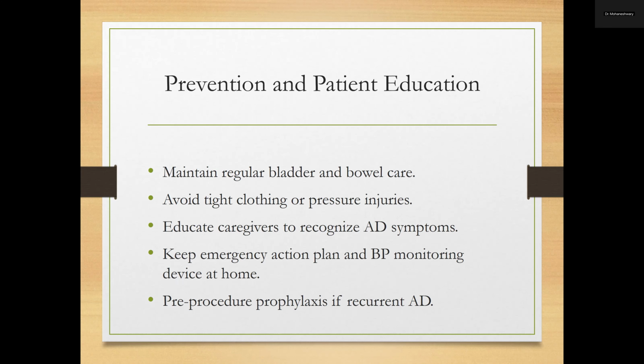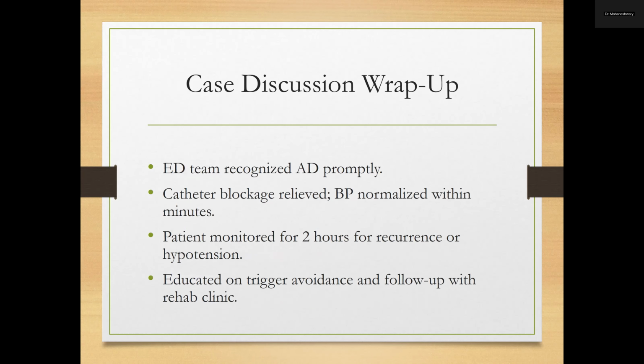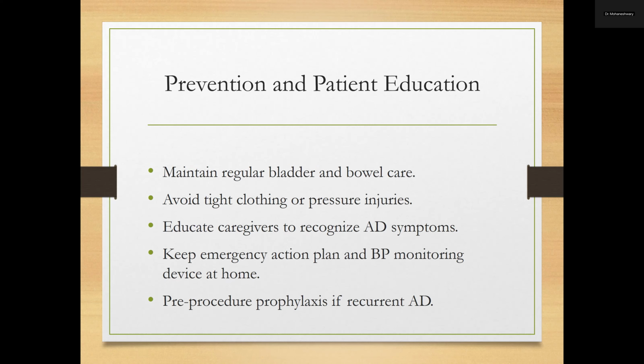Also inform them of the emergency action plan. If this happens again at home, they need to come back to hospital, and best is to have BP monitoring at home. And if they have recurrent AD, and they are going for some procedures, we usually give prophylaxis.